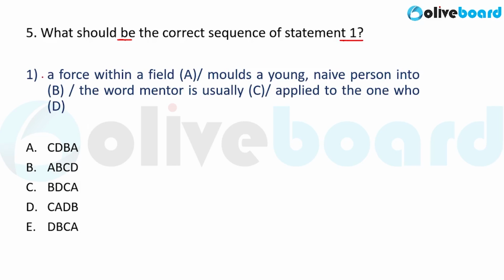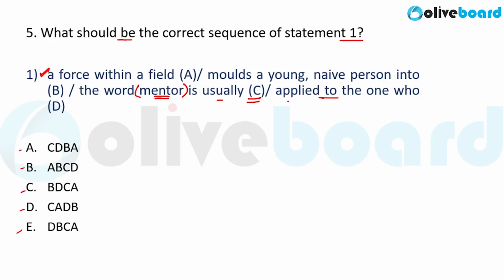So the statement 1 that was given to us was this statement. Let us see which of the following options, that is A, B, C, D or E, could be the correct rearrangement for this sentence. Now if you were to notice, here option C, that is part C here, must be the first phrase in the sentence. Why? Because it introduces the subject of the sentence. Part C says the word mentor is usually. Now if you were to notice, this phrase is trying to give us the meaning of the word mentor. So the word mentor is usually applied to the one.